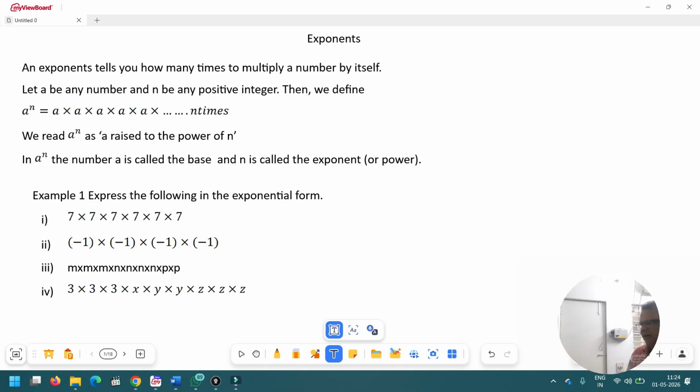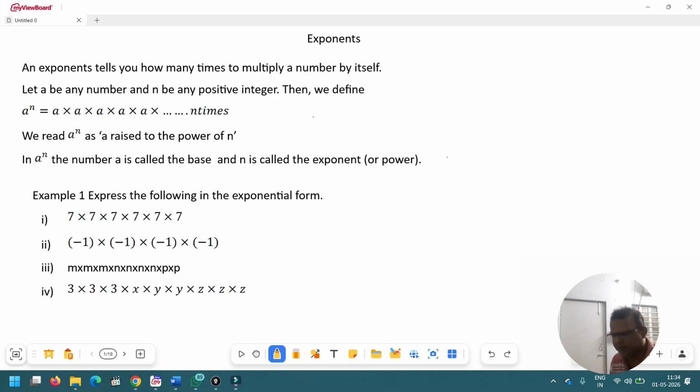What is an exponent? An exponent tells you how many times to multiply a number by itself. Suppose a is any number and n is any positive integer. Then we define a^n as a into a, up to n times. We read a^n as a raised to the power n. If a is any number, then a is called the base and n is called the exponent.